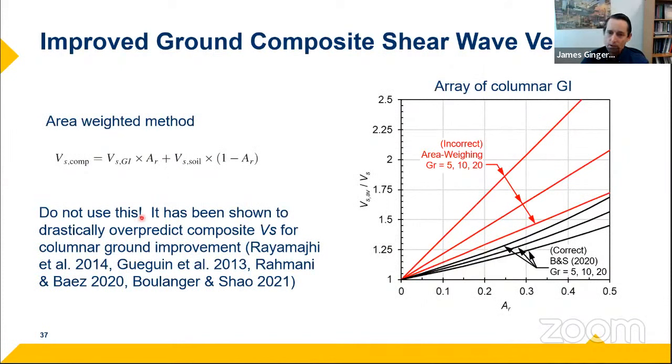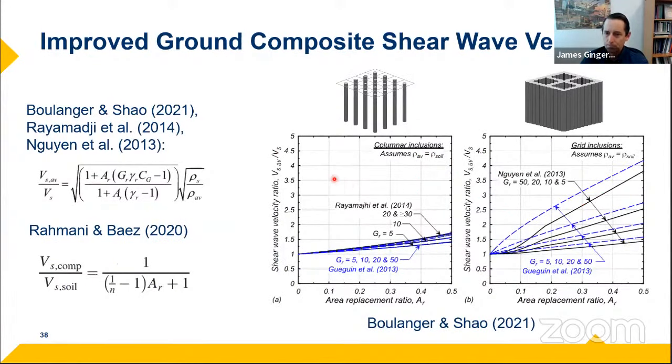And then finally in here, I have some information about shear wave velocity changes and site changes. So you can't use a simple area weighted method to estimate shear wave velocity changes. You need to use these methods I've cited here by Raimaggi, Bollinger and Shao, and Nguyen et al. And you can get significant increases of the shear wave velocity with DSM because of that shear reinforcement. With stone columns at typical replacement ratios, you may be only looking at a 10 or 20% increase in shear wave velocity from the original condition.